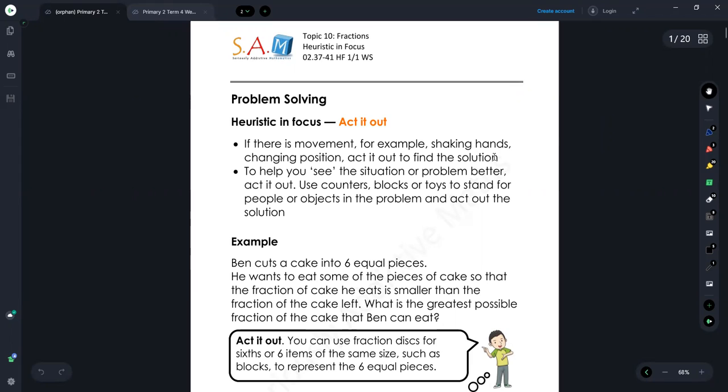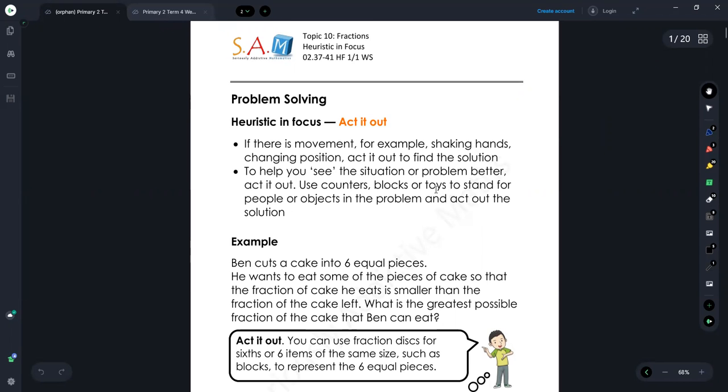All right, hello teachers. This is the instructional guide for Primary 2, Term 4, Week 7. For this week, there are two booklets. The first booklet is on fractions, heuristics, and the second booklet is on multiplication word problems. We'll start with the first booklet.